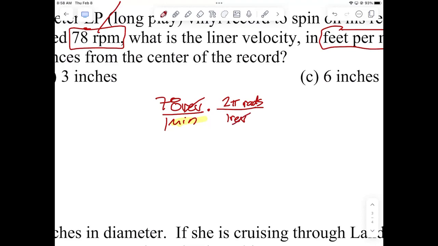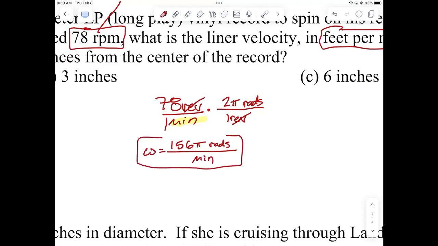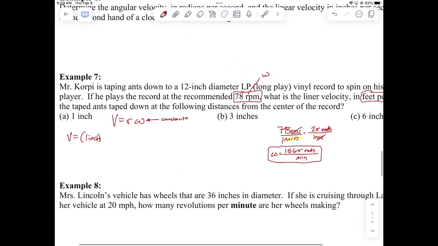Okay, your revolutions are going to divide out. So what's 78 times 2? 156 pi. I'm going to leave it like that. Rads per minute. This is the omega that we're going to use in all of these calculations. Okay, so I plug that in over here. 1 inch times 156 pi rads per minute.